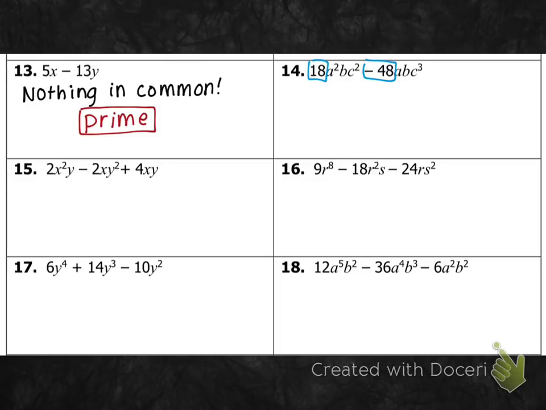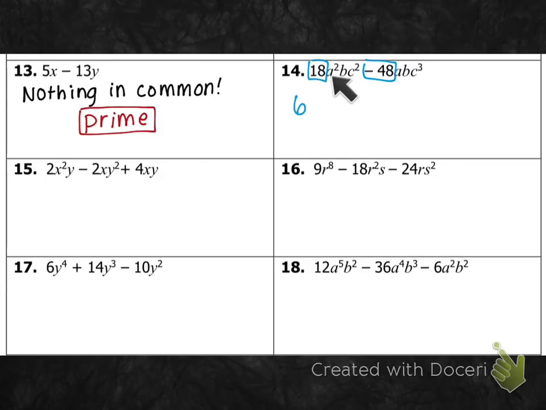Okay, number 14, we have 18 and negative 48. What do they both have in common here? They have a 6. So use your calculator if you're not sure. Start dividing these and see, okay, they both have like 18. What are the factors of 18? Well, we have 3 times 6 and 2 times 9. So start dividing these by that number and see what's your greatest common factor.